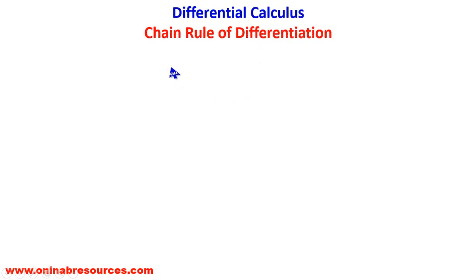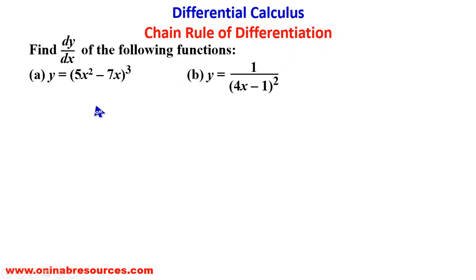We'll be looking at the chain rule of differentiation. We have our problem here. Find dy/dx of the following functions. We have two functions, A and B. We start the solution from A.